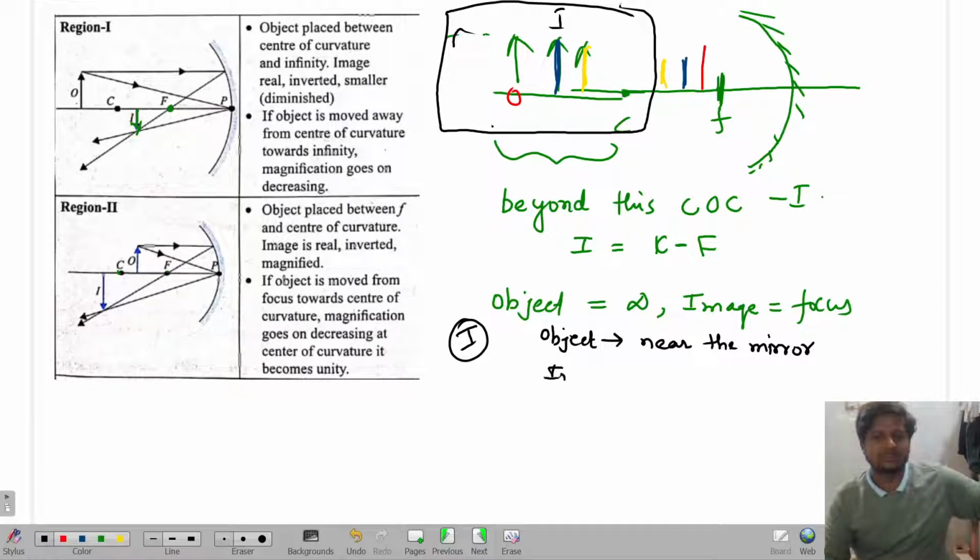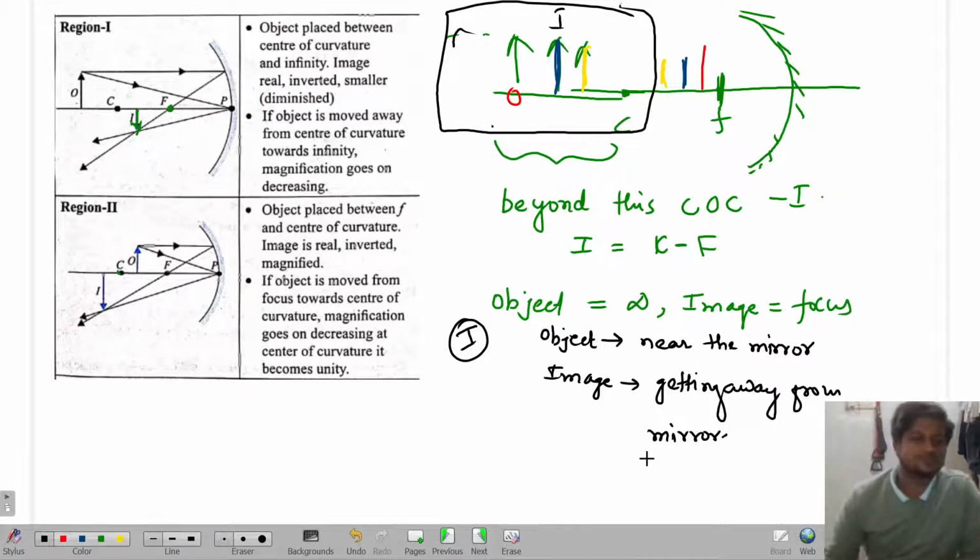Okay, the image is getting away from the mirror. First important point: away from the mirror. Okay, next point, let us move ahead. Second point: when you place the object between the center and focus.